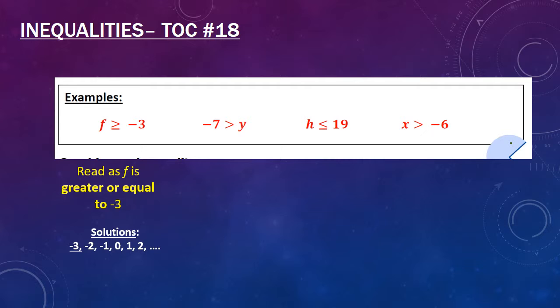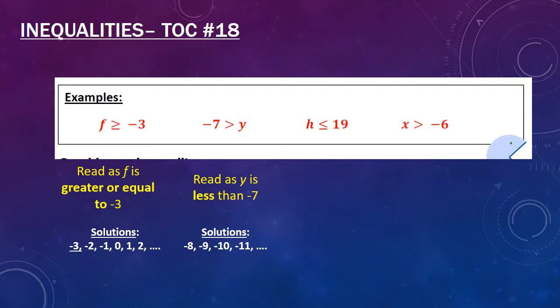The second example is, and we're always going to read from the side with the variable. So if you look at which way the inequality symbol is going, the smaller side is pointing to the y. So it's going to be y is less than negative 7. Remember on a number line, left is less, so it's going to be anything that's to the left of negative 7.